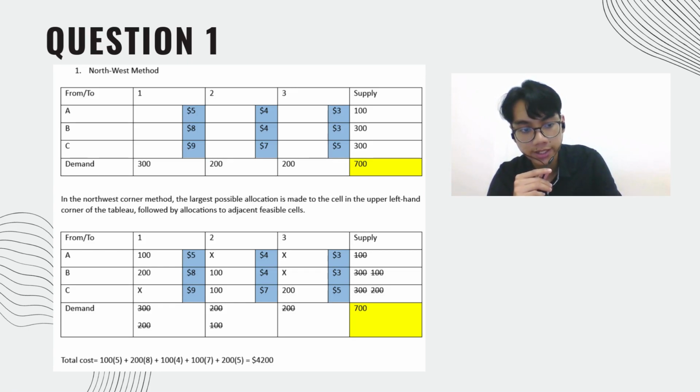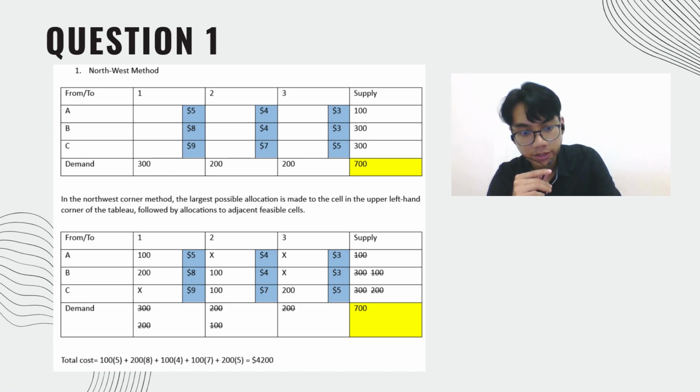So we go to C2. There is demand left on demand 2, which is 100. So we put 100 on C2. The supply on C will be 300 minus 100, so we get 200 on supply C.